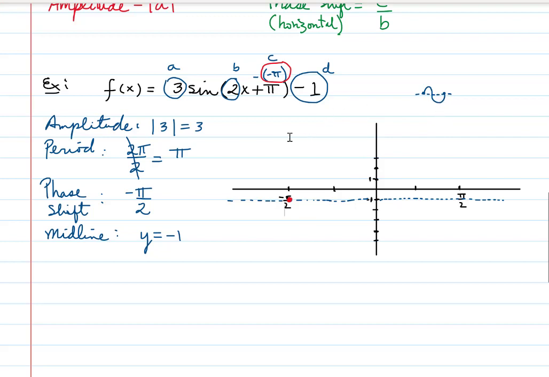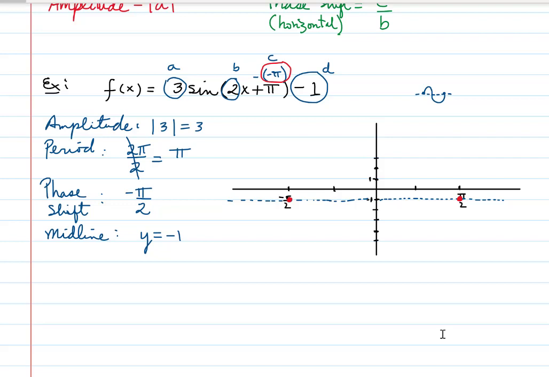But where, though? Where on the x-axis? For that, we need the period, and we computed the period to be pi. So we're going to go pi from this point right here. From negative pi halves, we're going to go pi. If you add pi to negative pi halves, you can see how it will end up right here at pi halves. So it's going to look very symmetrical. I'm going to end right there, and I'm right on the midline as well.